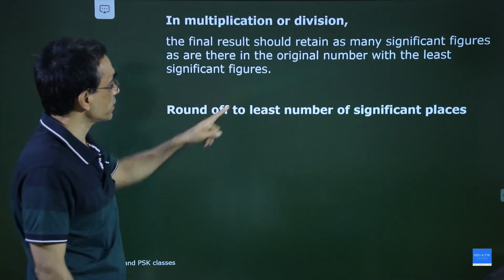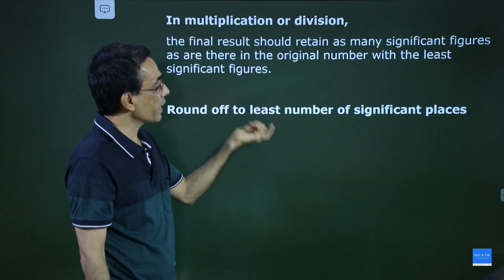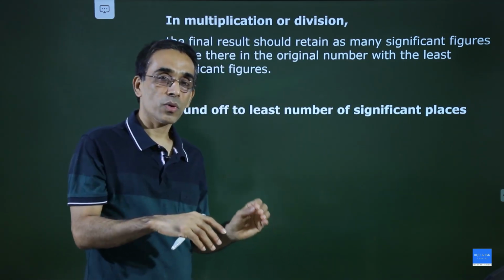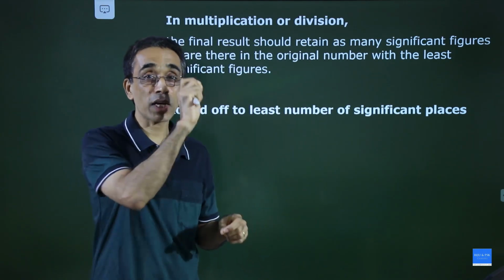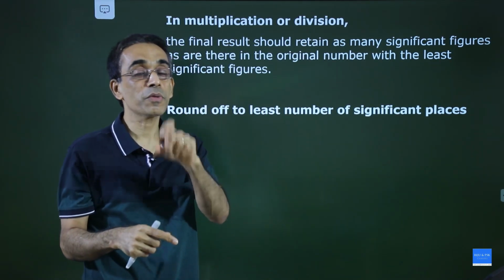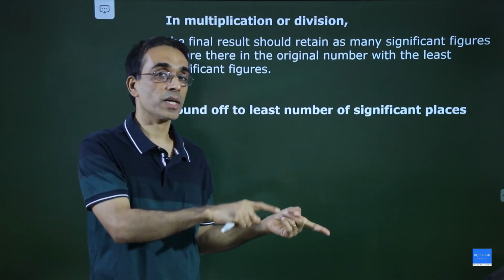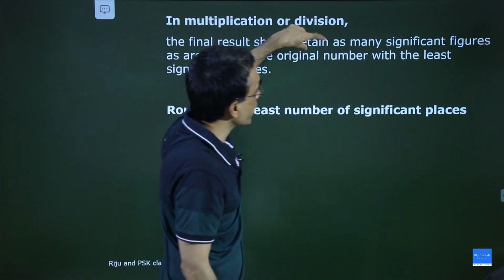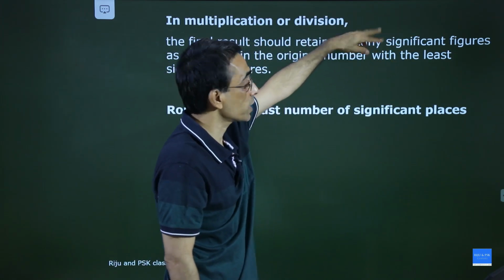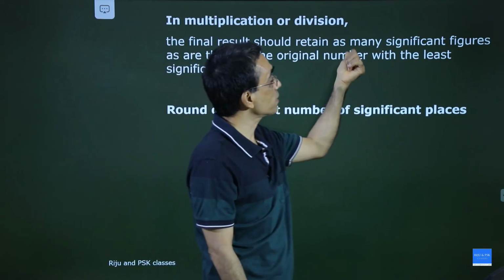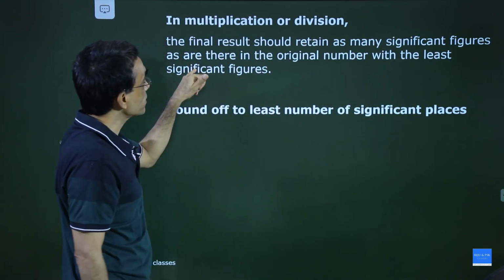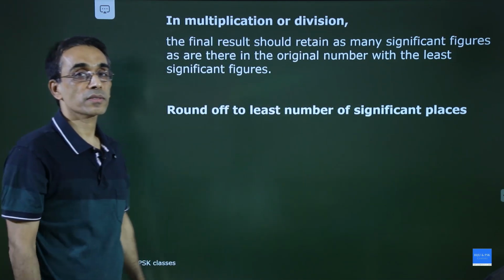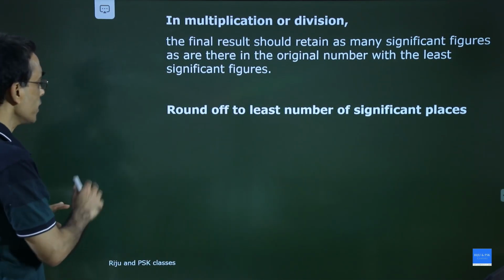In multiplication and division, see, first you understand this one. Round off to the least number of significant places. Out of the numbers used, the multipliers or the dividend or divisor, check which number has the lowest significant places, not decimal places, significant figures, and according to that correct your answer. The final result should retain as many significant figures, in the previous case it was decimal places, here it is significant figures, as there are in the original numbers with the least significant figures. It's a statement from NCERT.